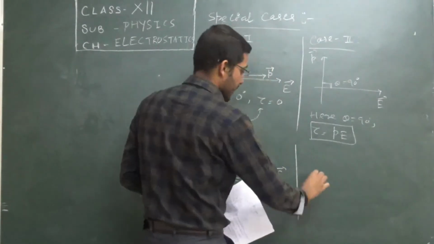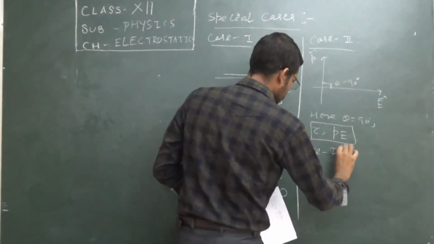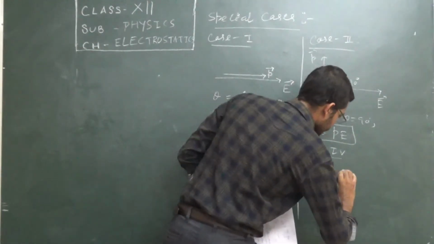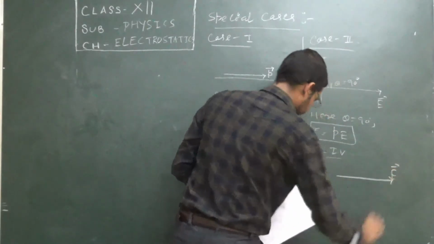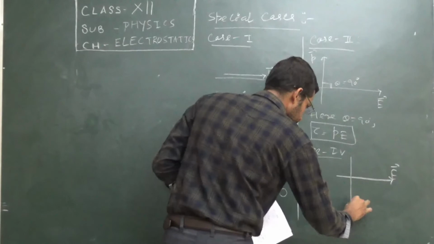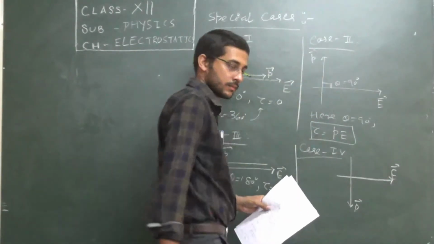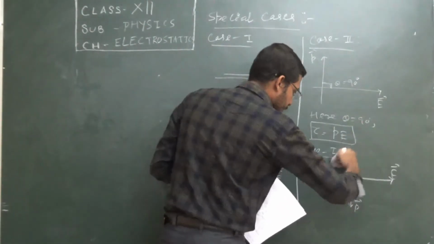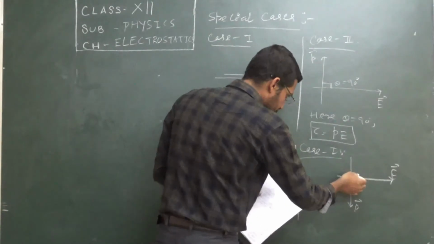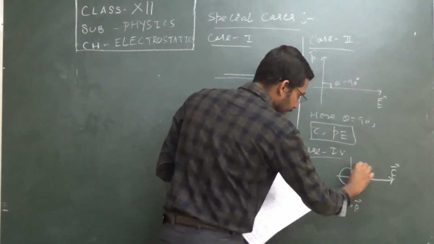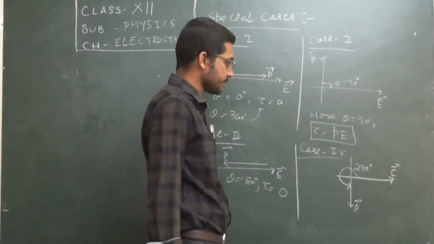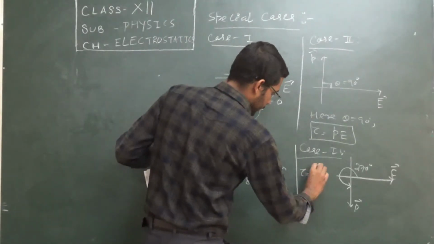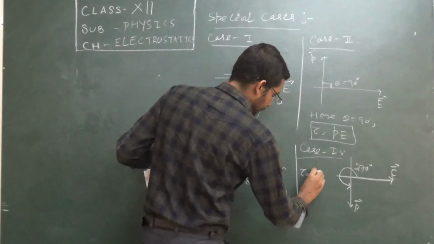Now let us consider another case, case 4. Here let us draw the concept. Let us say this is the electric field, and this one is the dipole moment. Remember, it was here like this, then 90 degree, then 180, then it is coming down. So the total angle we need to calculate is this one, 270 degree. We know that sin 270 is minus 1. So tau will be minus PE.